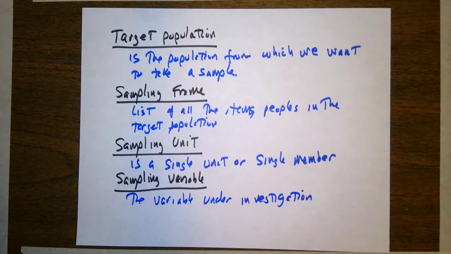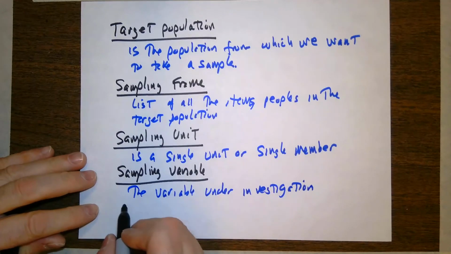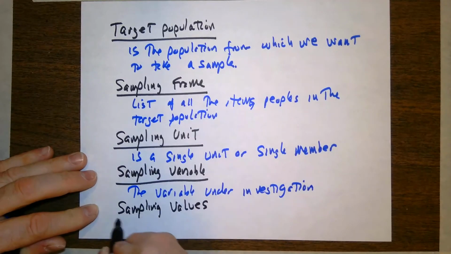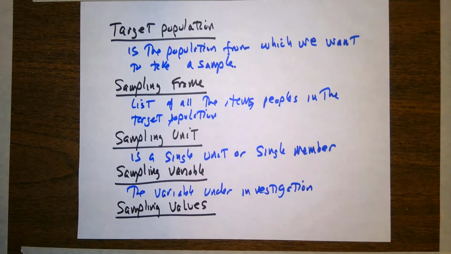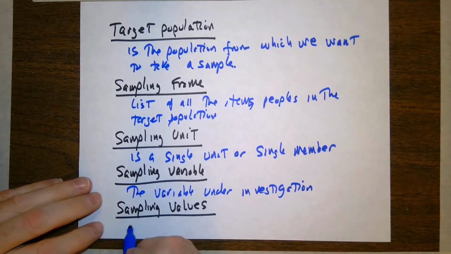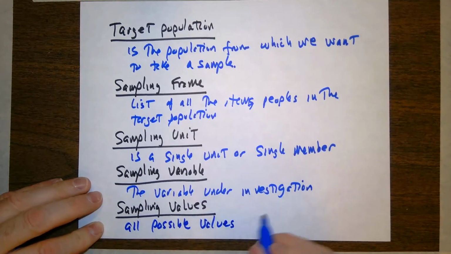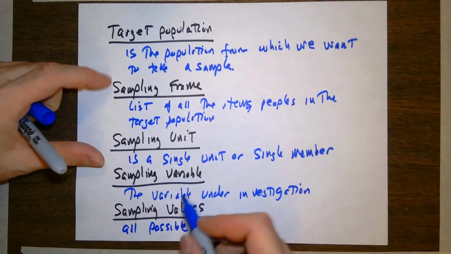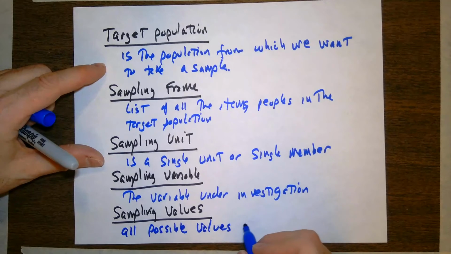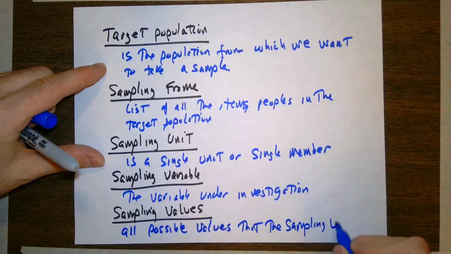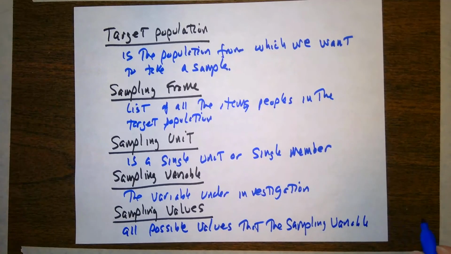And then finally, sampling values. The sampling values are all the possible values which the sampling variable can take. All the possible values that the sampling variable could be. All the different possible values of that sampling variable, all the things that they could be.